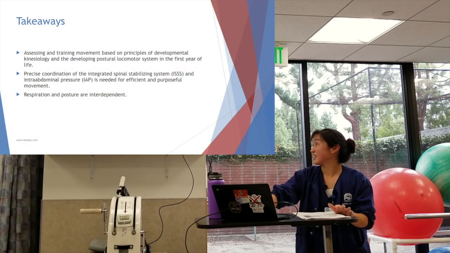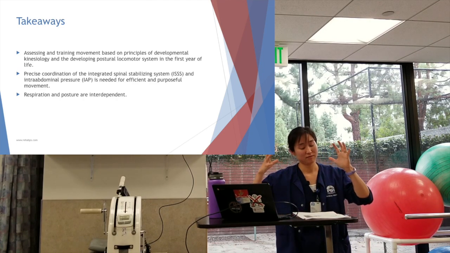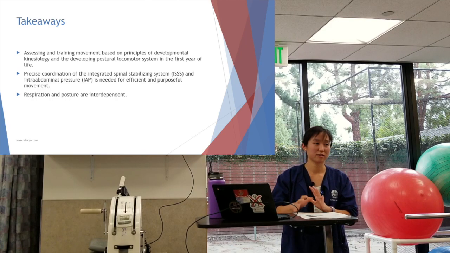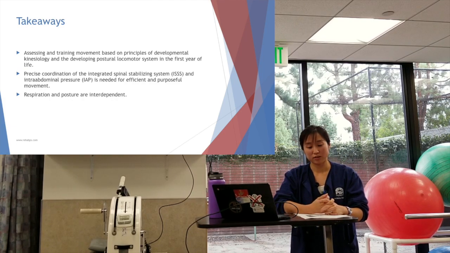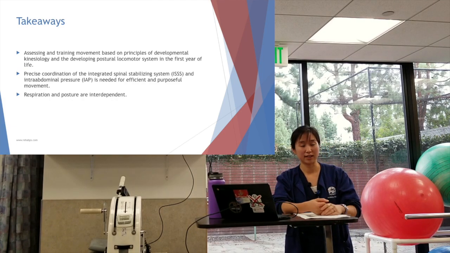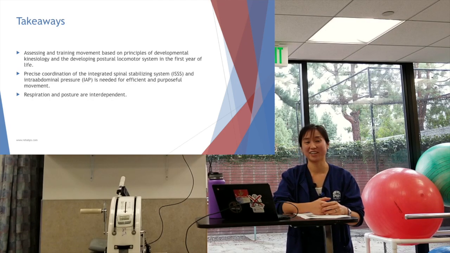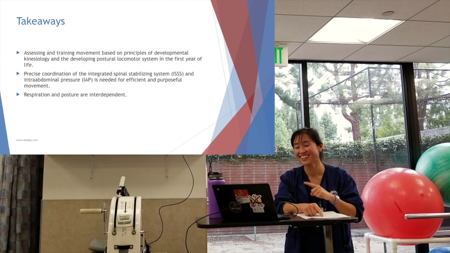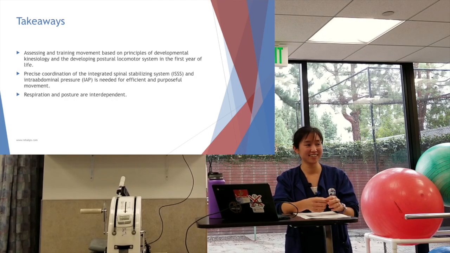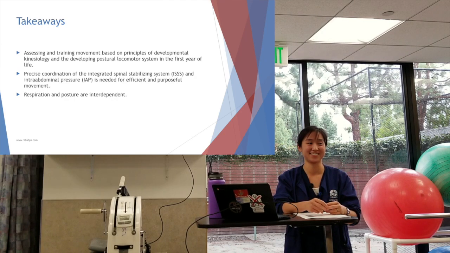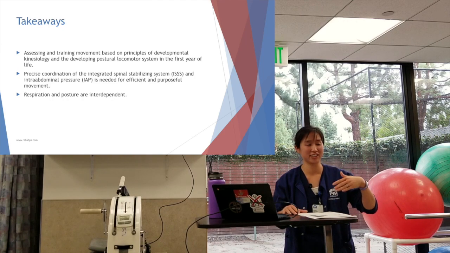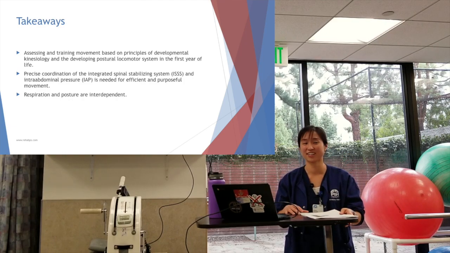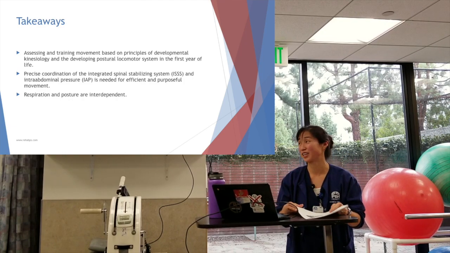Okay, and then just a summary. So basically for DNS, it's assessment and treatment based on positions of developmental kinesiology. And you can't just train one muscle, when we're talking about the ISSS and the IEP. They have to be able to coordinate with each other. So this is why it takes a long time. It's difficult because we're taking something in a baby that they don't think about and now trying to retrain it in an adult where you have to think about what's going on. So that's sometimes challenging.